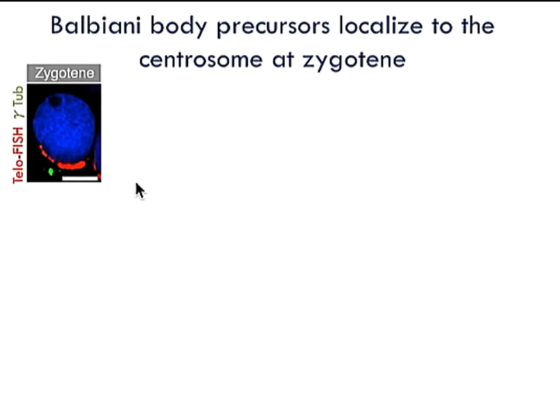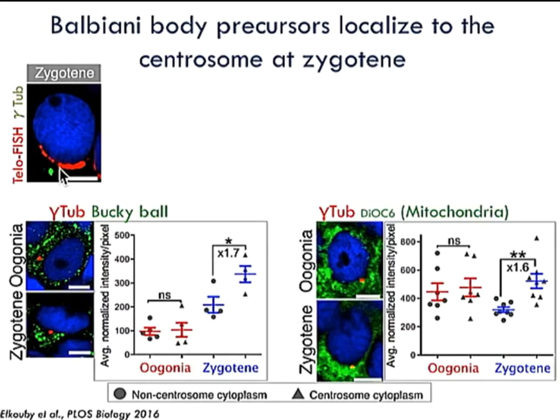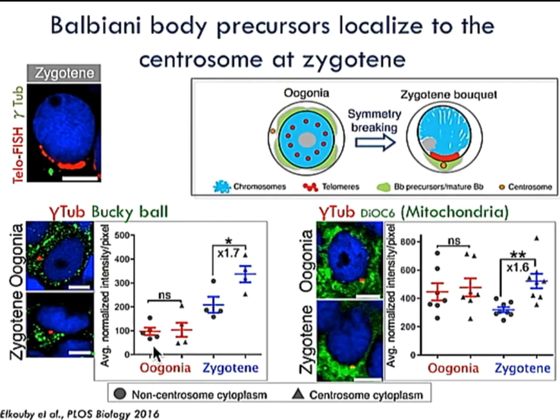So now we could use the centrosome as a marker for the telomere cluster and measure intensities of Bulbiani body components such as the buckyball or the Bulbiani body mitochondria, and we found that these are enriched in centrosome cytoplasm over non-centrosomic cytoplasm, specifically in zygotene, but not in oogonia stages, showing that the oocyte symmetry is broken, where Bulbiani body components transition from radial distribution in the pre-meiotic oogonia to become first localized around the centrosome and opposing the telomere cluster of the bouquet.